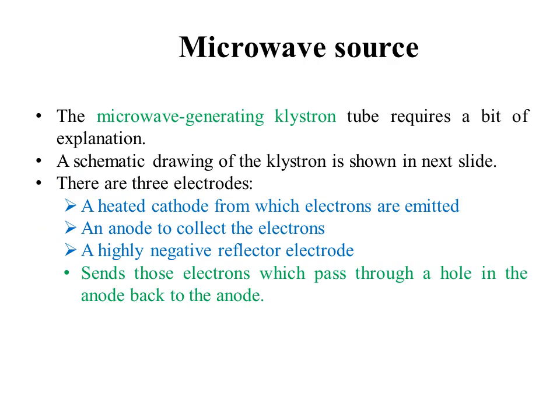Microwave source. The microwave generating klystron tube is used to produce microwave radiations. This tube requires a bit of explanation. A schematic diagram of the klystron tube is shown in the next slide. There are three electrodes in this klystron tube. The first one is a heated cathode from which electrons are emitted. Then there is an anode to collect these electrons, and further there is a highly negative reflector electrode.